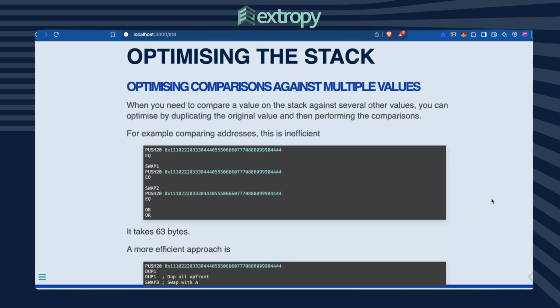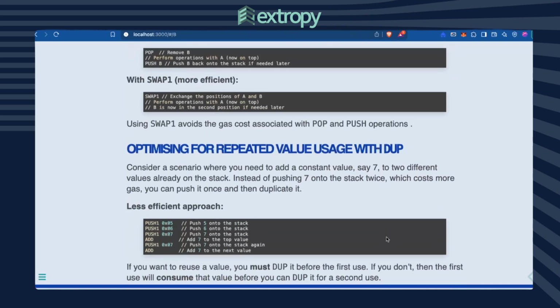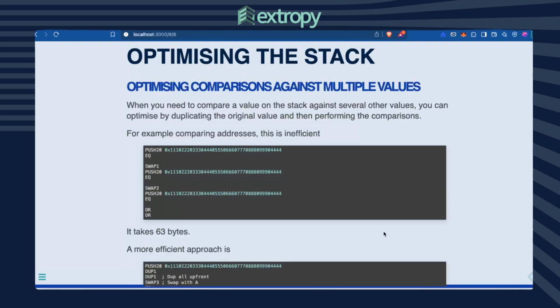The next bit. What I really wanted to finish with is looking at ways, if you're writing at a very low level, if you're writing Huff, or you're looking at some bytecode, how can you try to optimize what's happening on the stack. I think there's quite a skill to doing that. If you're writing Huff, this is really what you need to be able to work out what to do.